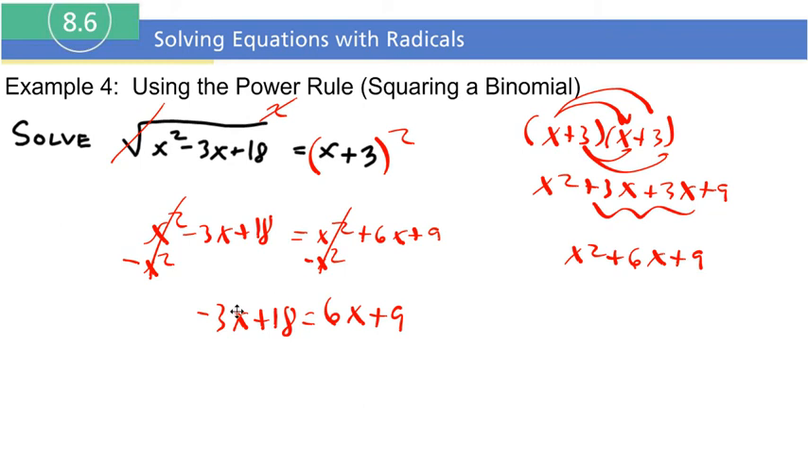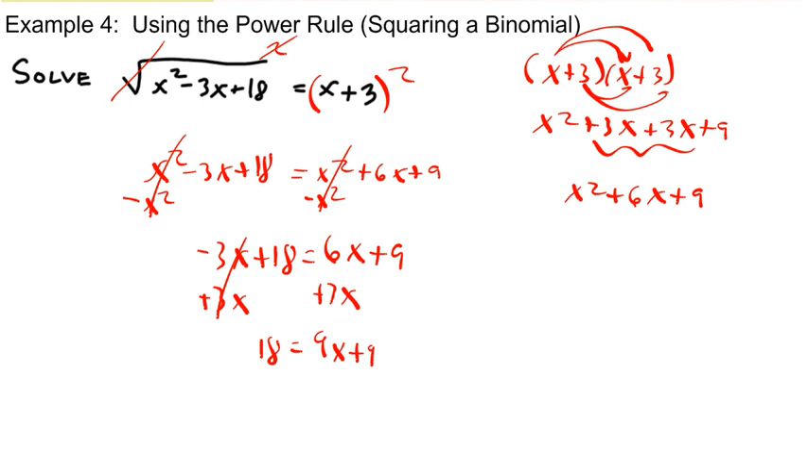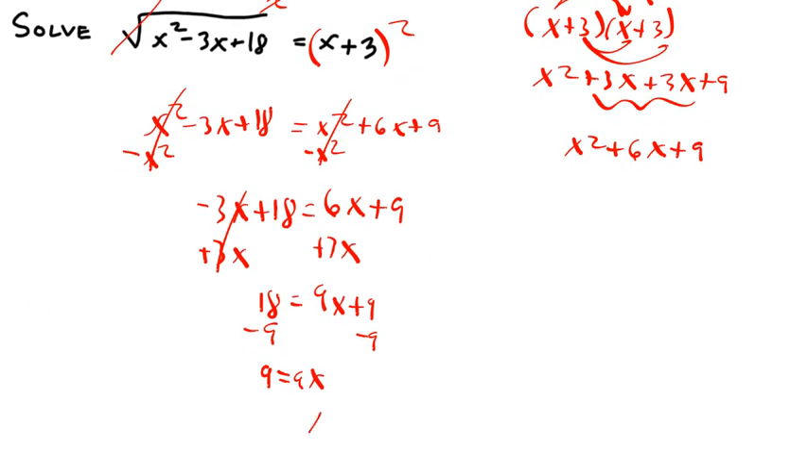All right. And I'm just going to put my x's on the right side. You don't have to, you could put them on the left. So I'm going to go ahead and add 3x to both sides. So those disappear. And I get 18 equals 9x plus 9. And then I'm going to move my 9 to the left side by subtracting 9. So I get 9 equals 9x, which then implies that x equals 1.